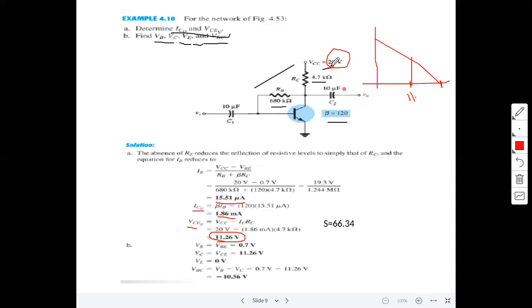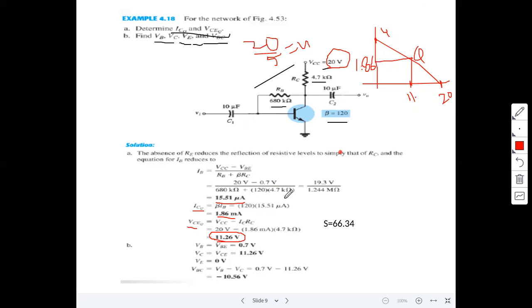Similarly, what is IC maximum? VCC by RC. Here it is 20 by 4.7. Around we can take 5, so that the maximum value is around 4 milliamperes. Now what is ICQ? ICQ is around 1.86. So the Q point is located approximately in the middle of the DC load line.